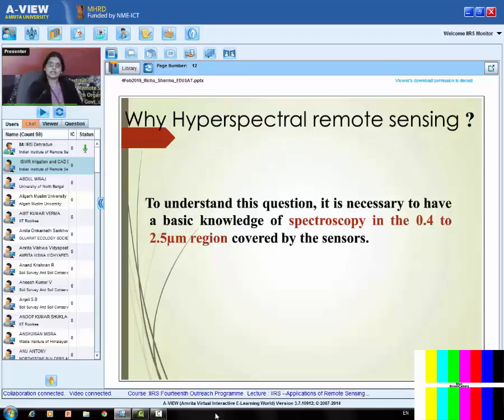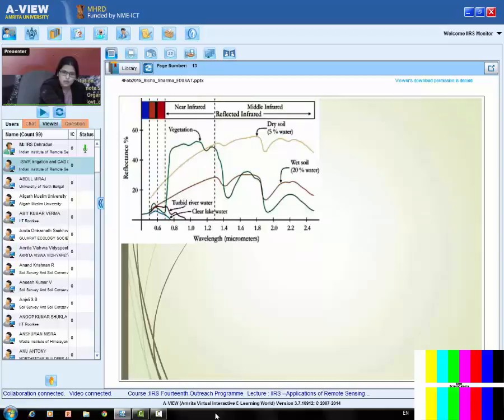Now the question arises, why do we use hyperspectral remote sensing, or what is the advantage of hyperspectral remote sensing for geological applications? To understand why hyperspectral remote sensing has been used, we need basic knowledge of spectroscopy, because right now we have sensors covering the 0.4 to 2.5 micrometer region. First of all, we will study the spectroscopy in this region only, 0.4 to 2.5 micrometer.